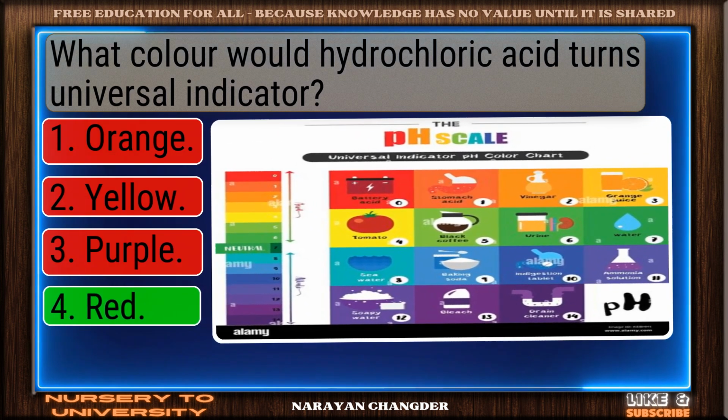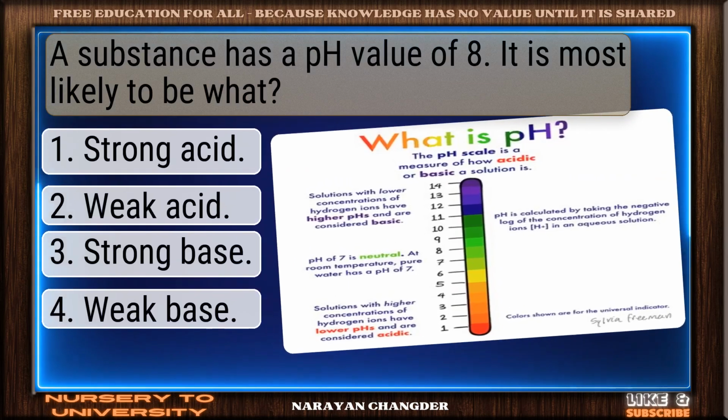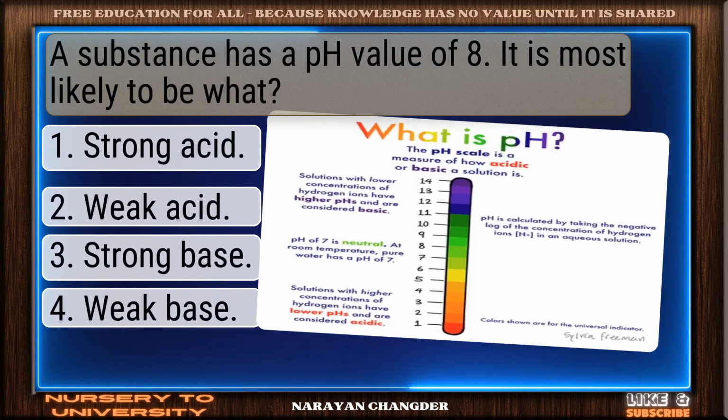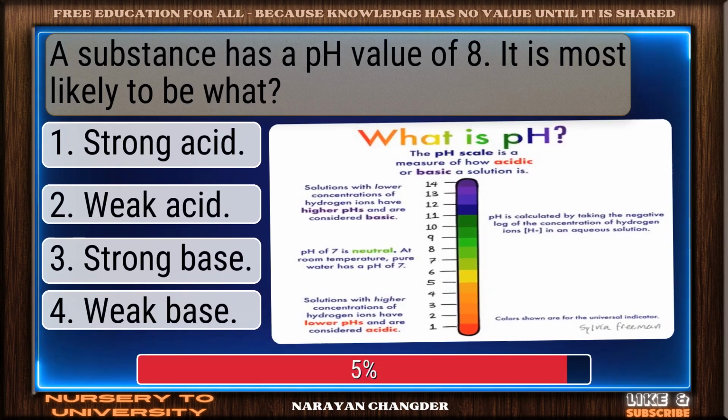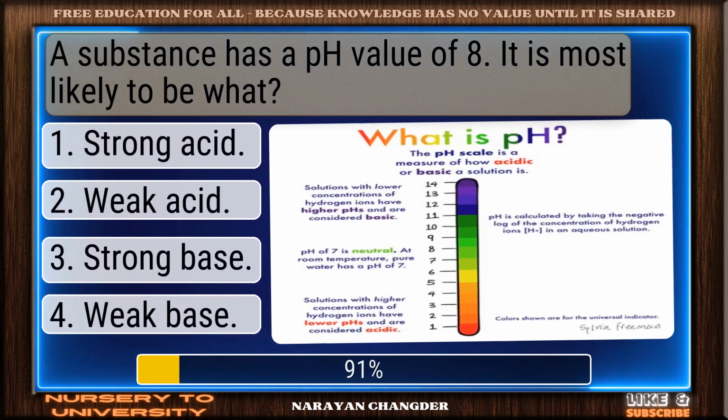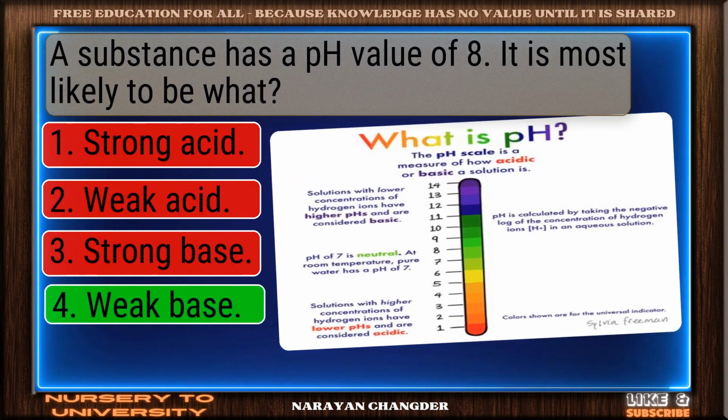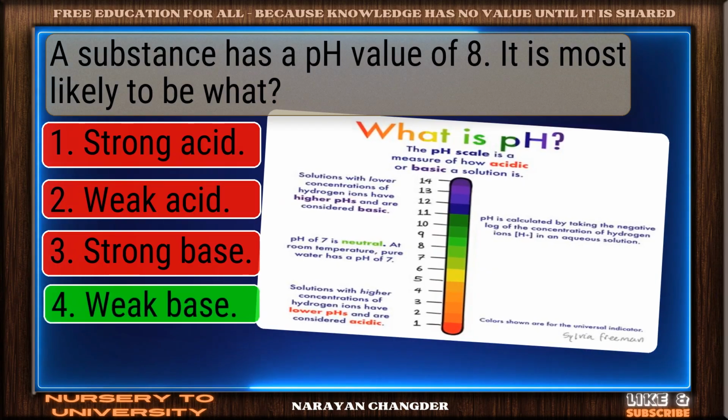Perfect. Red is the one. A substance has a pH value of 8. It is most likely to be what? Excellent. Weak base is well reasoned.